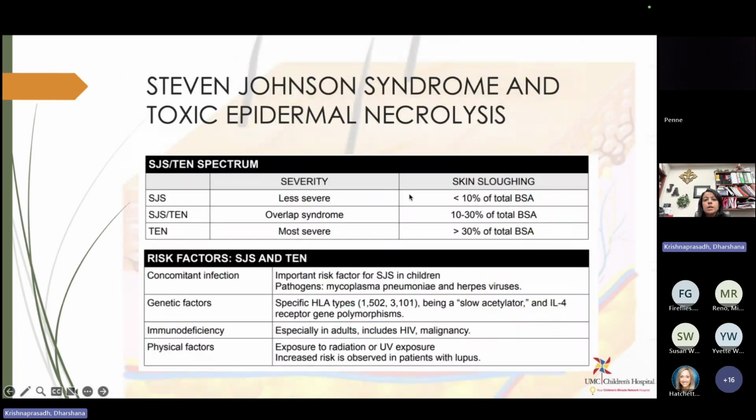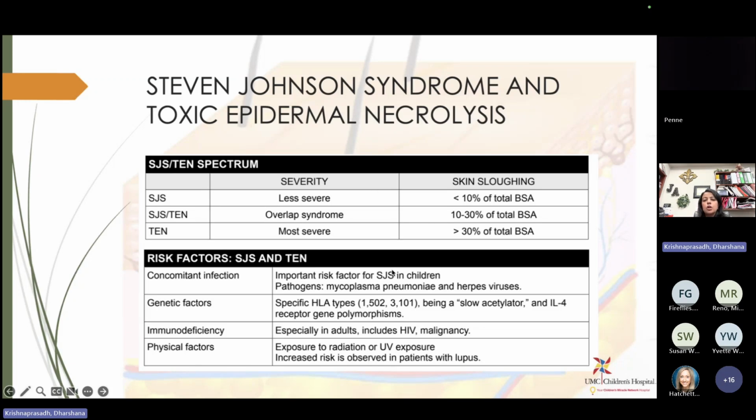So again, SJS is less severe. TEN is the extreme end of that spectrum. SJS is less than 10%. TEN is when you have greater than 30%, and then you have this in between where there is 10 to 30% when there is overlap between the two.